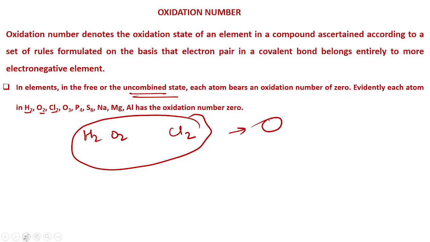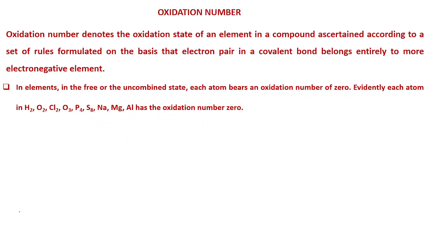For the time being, just keep in your mind that oxidation number is just a number. It is just a number which is given to an element in a reaction, in a compound or in a chemical.